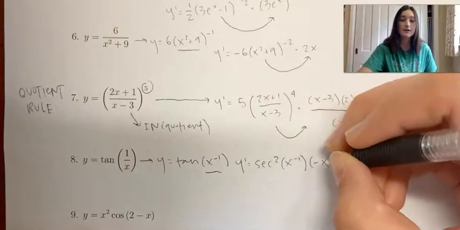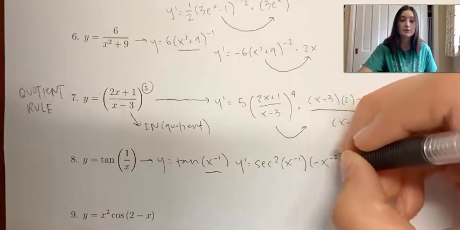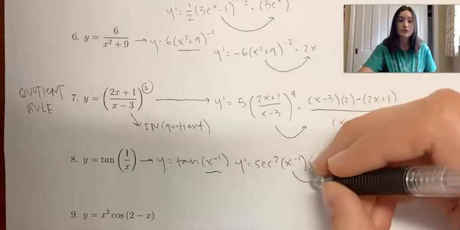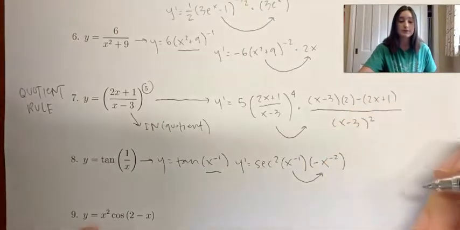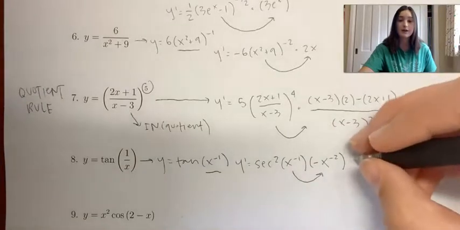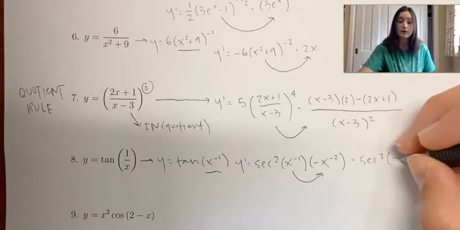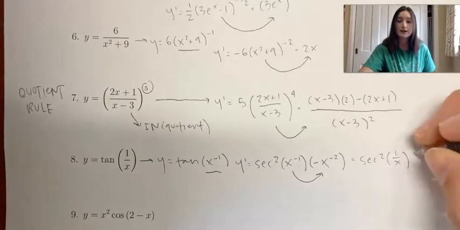And then when you do the chain rule, like I'm writing, you're going to do the power rule with that x to the negative 1, bringing the negative 1 in front, and then subtracting 1 to get negative x to the negative 2. So that's your g prime of x. And then I think it looks nice if you just rewrite it as secant squared of 1 over x times negative 1 over x squared, but it's the same thing.